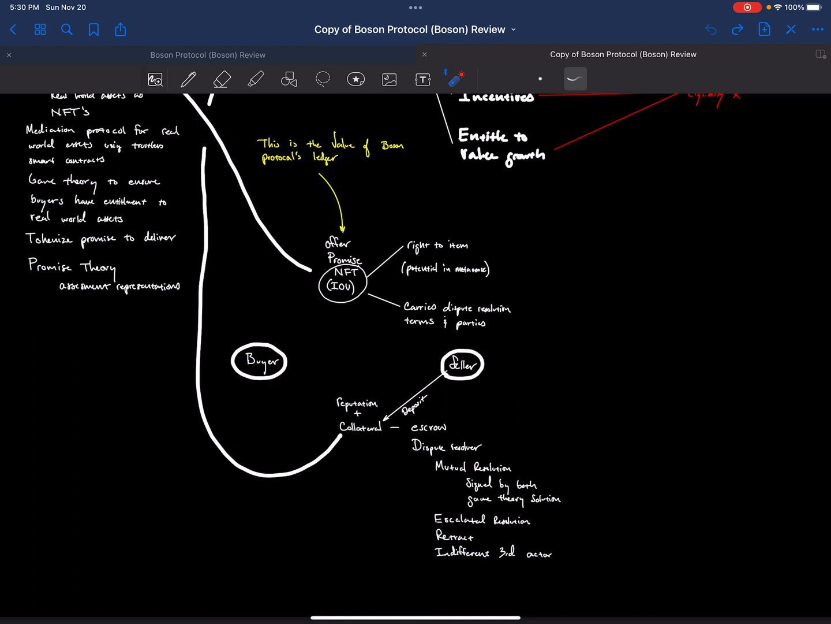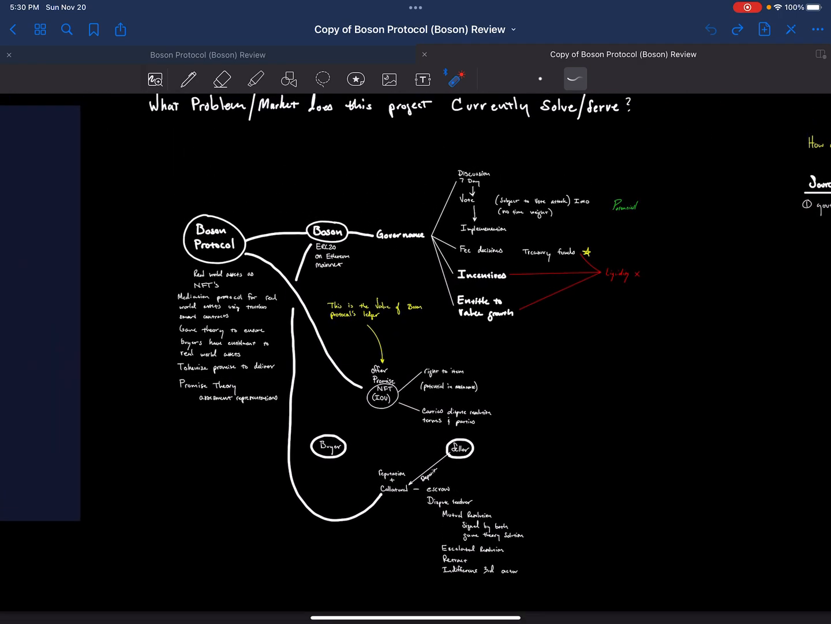But that's the kind of thing that helps these NFTs represent real-world items. That just gives you a general idea. It's just using game theory to allow for NFTs that represent real-world items.